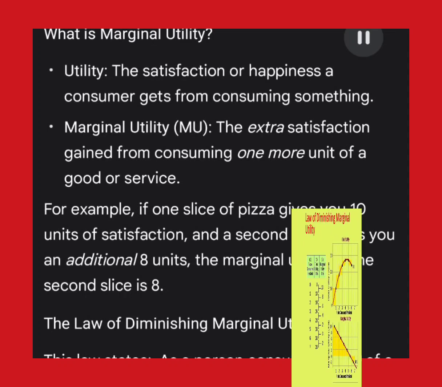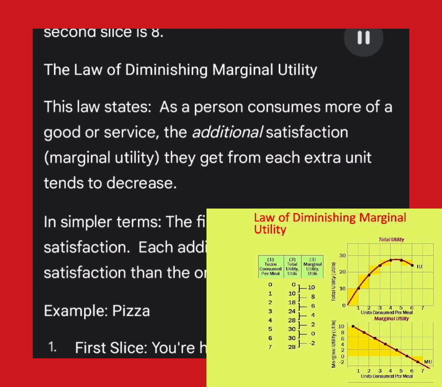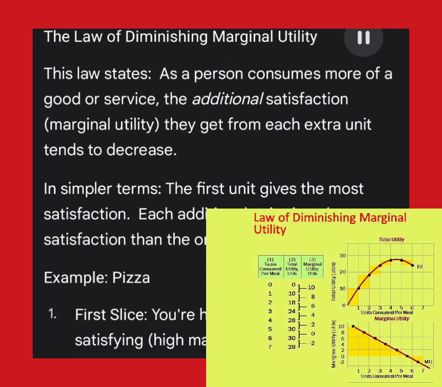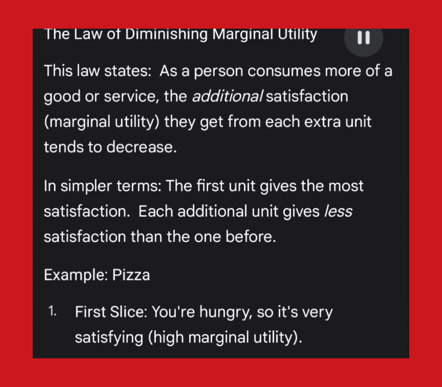The law of diminishing marginal utility. This law states, as a person consumes more of a good or service, the additional satisfaction, marginal utility, they get from each extra unit tends to decrease. In simpler terms, the first unit gives the most satisfaction. Each additional unit gives less satisfaction than the one before.